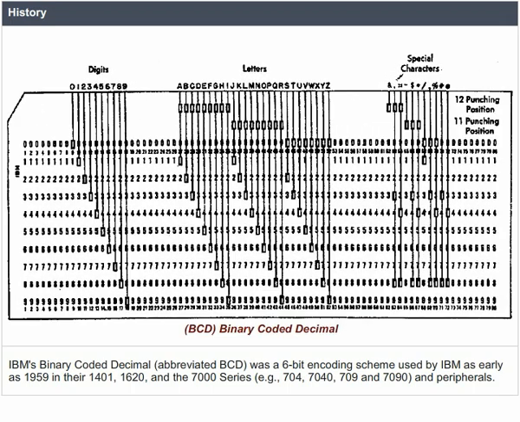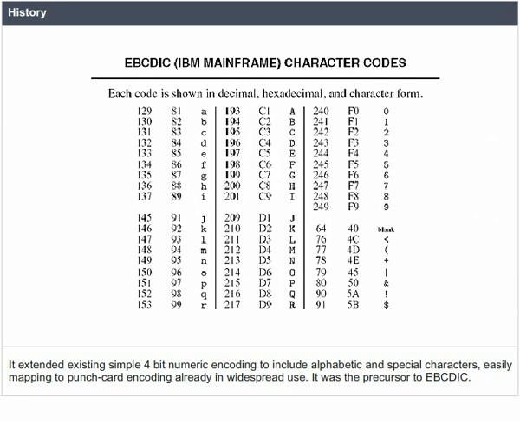IBM's binary coded decimal, abbreviated BCD, was a 6-bit encoding scheme used by IBM as early as 1959 in their 1401, 1620, and the 7000 series, for example 704, 7040, 709, and 7090, and peripherals. It extended existing simple 4-bit numeric encoding to include alphabetic and special characters, easily mapping to punch card encoding already in widespread use. It was a precursor to EBCDIC.